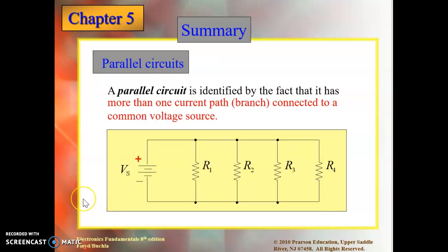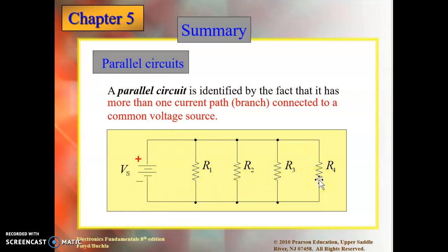So what is a characteristic of a parallel circuit? A parallel circuit is identified by the fact that it has more than one branch or path for current, and they are all connected to a common voltage source. So we have our circuit right here. Why? Because we have a voltage source, we have a closed path, and we have a load. So here we have this load, that load, that load, and that load.